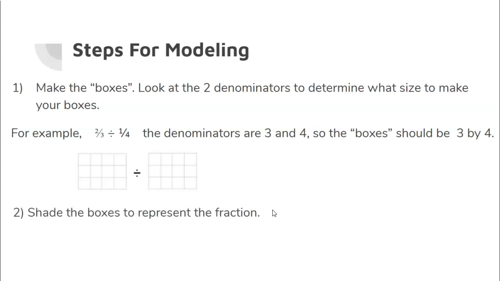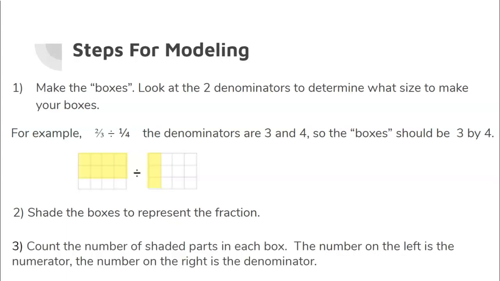Now we're going to shade the boxes to represent the fraction. The first fraction is 2/3, so we want to shade 2/3 of this. You can see here 2 out of the 3 rows are shaded. And in the other box we want to shade 1/4, so 1 of the 4 columns. I think everybody can look at that and see that that is 2/3 divided by 1/4.